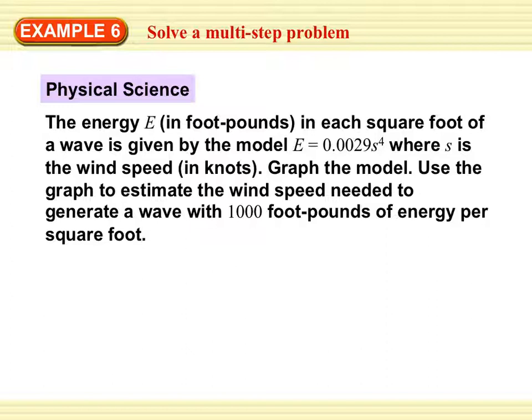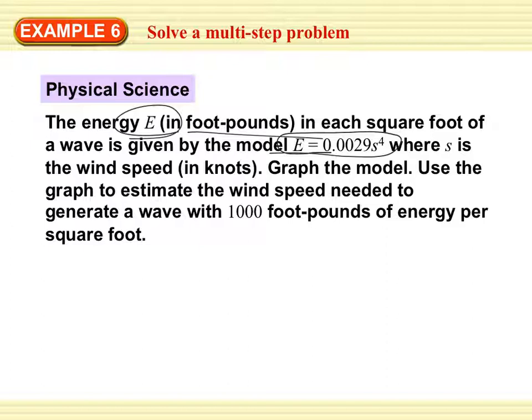All right, solve a multi-step problem. The energy E in foot-pounds in each square foot of a wave is given by the model E equals that, where S is the wind speed in knots. Graph the model. Use the graph to estimate the wind speed needed to generate a wave within 1,000 foot-pounds of energy per square foot. Yikes.